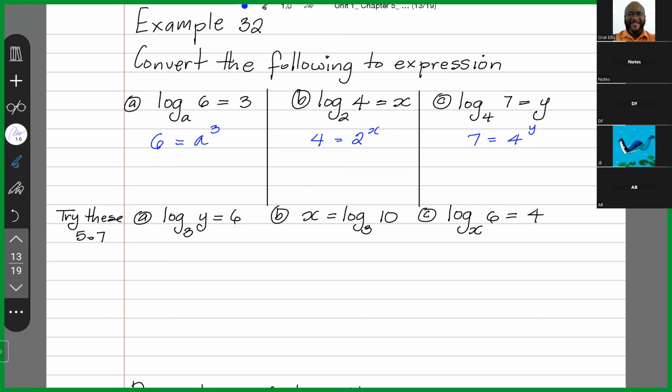Try these, 5.7a: the number y is equal to the base 3 raised to the power 6. At b, the number 10 is equal to the base 3 raised to the power x. And at c, the number 6 is equal to the base x raised to the power 4. Again, for this topic, one of the first things you need to be able to do is convert between the logarithm form and the index or exponential form.